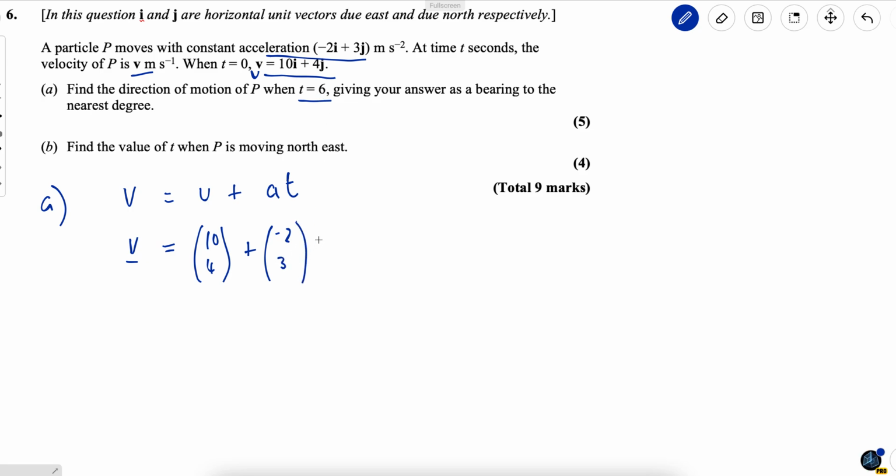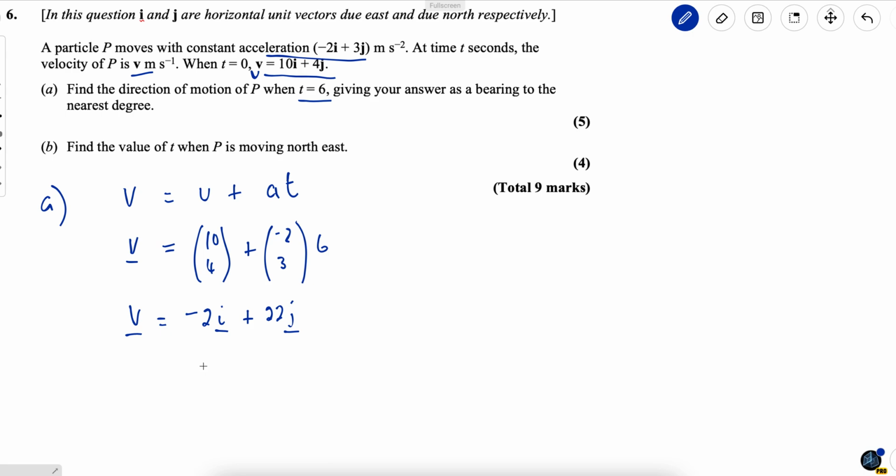and t is 6. So now the vector v is 10 minus 12, which is negative 2 in the i direction, and 4 plus 18, which is 22 in the j direction. I've got to find the direction, which I'll do by setting up a triangle to just show that.